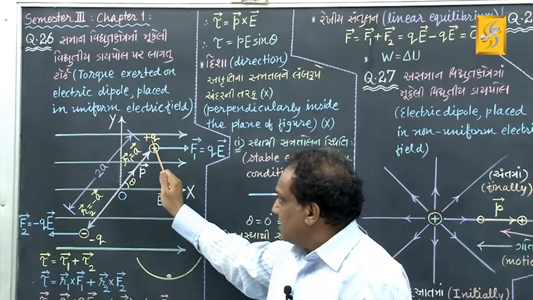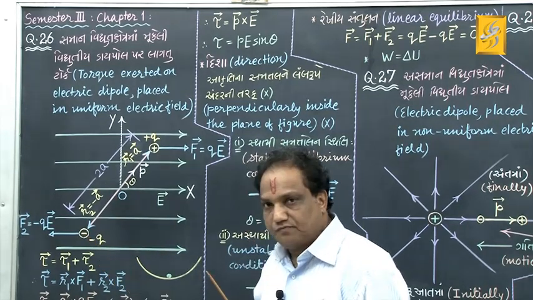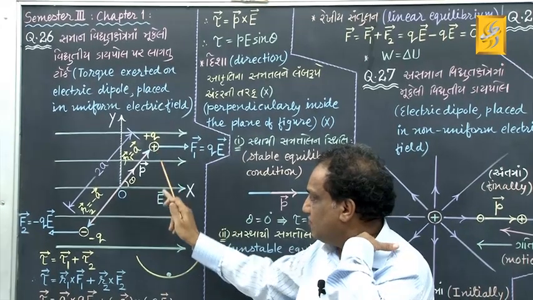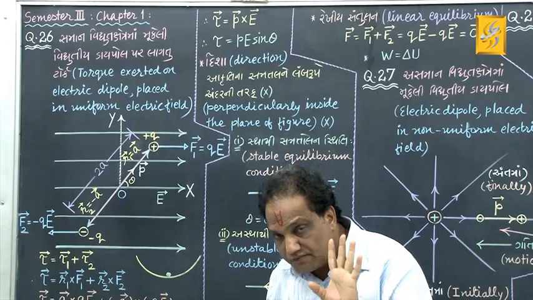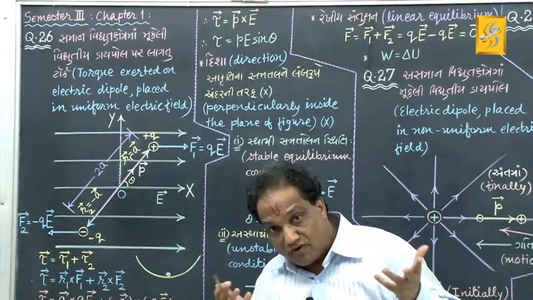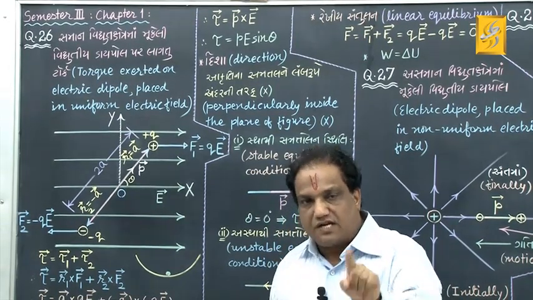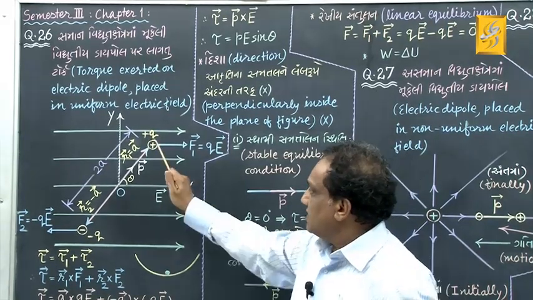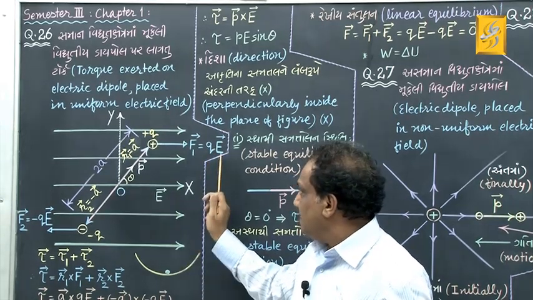One is a positive charge, say plus q, another is a negative charge, minus q. Now tell me, on this positive charge, what will this electric field do? It will provide electric force. I told you to remember the formula of electric force in words. What was that formula? Electric force equals charge into electric field. Here charge is q and electric field is vector E.